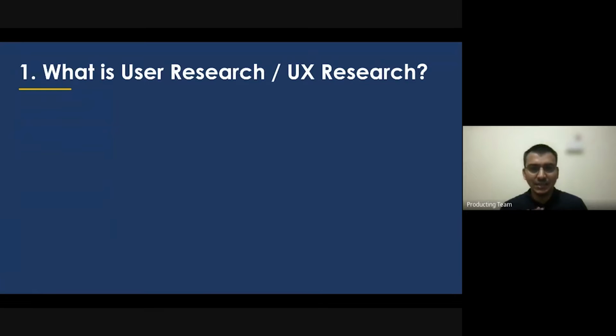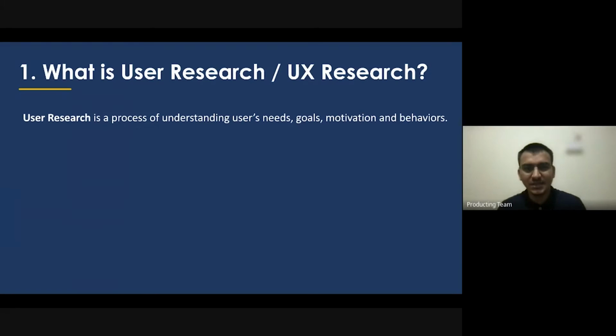Okay, so what is user research, or sometimes also known as UX research? User research is a process of understanding user needs, goals, motivations, and behavior, right? So it's very important. What you are doing in user research is you are trying to understand your target audience or your users' needs, goals, motivations, and behaviors. Okay. So if you are designing something out of your intuition, that means you're not solving people's problems, right? So you need to understand user needs, their goals, and their motivation, and then you should jump into design, right?